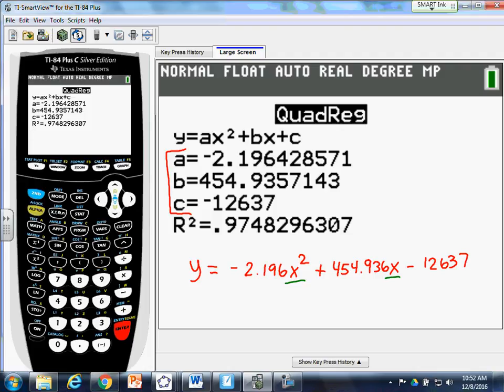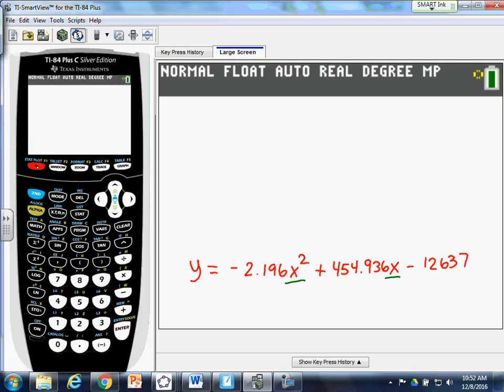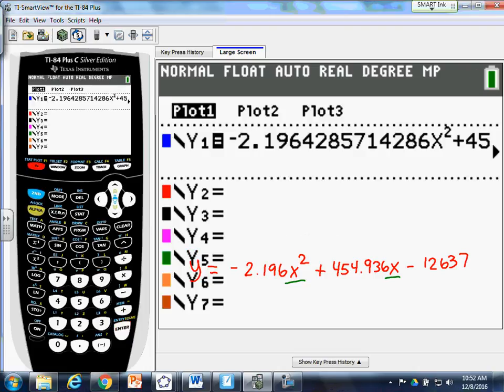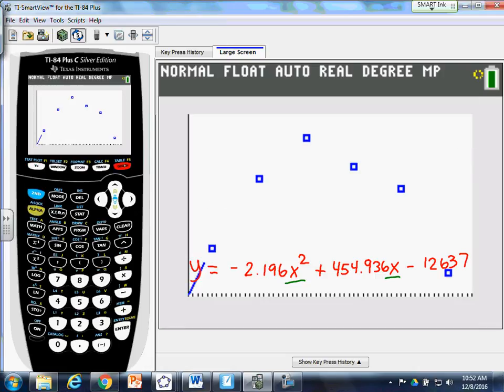But if we go into y equals, since I stored the equation, we're going to see that the entire equation is already in there, and it's not rounded at all. It leaves it real accurate for you. If you didn't store it, this is where you would have to type it in. So when I press graph, we still have the stat plot turned on from before, but now it's graphing the equation that we just entered into y1. We can see that this did a pretty good job of fitting the points pretty well.